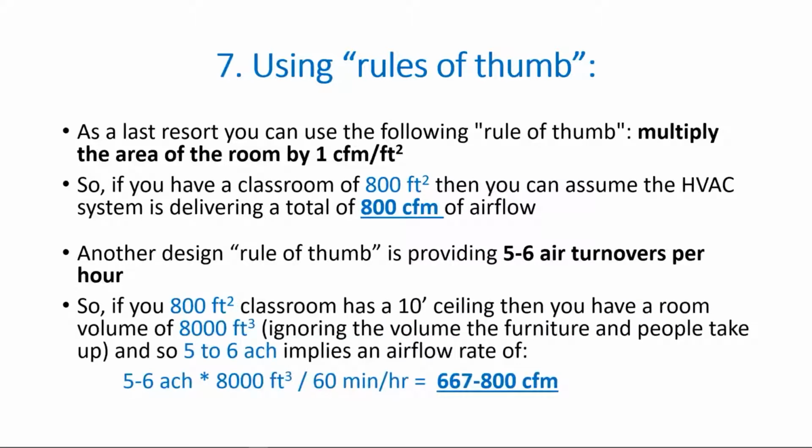There's also another design rule of thumb that suggests you should provide 5 to 6 air turnovers per hour. So again, you have to figure that out. An 800 square foot classroom with 10-foot ceilings has 8,000 cubic feet, and 5 to 6 air changes per hour would be anywhere from 667 to 800 CFM.